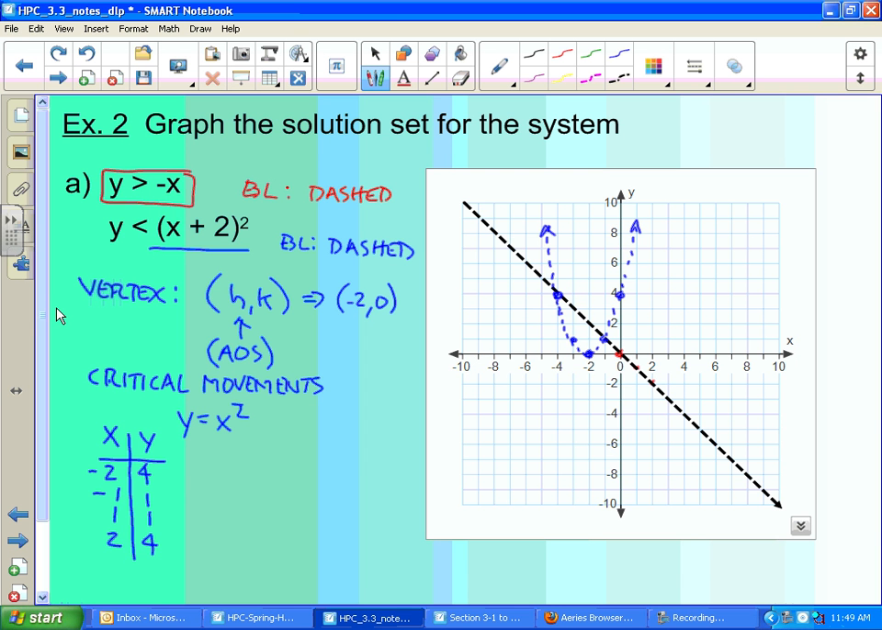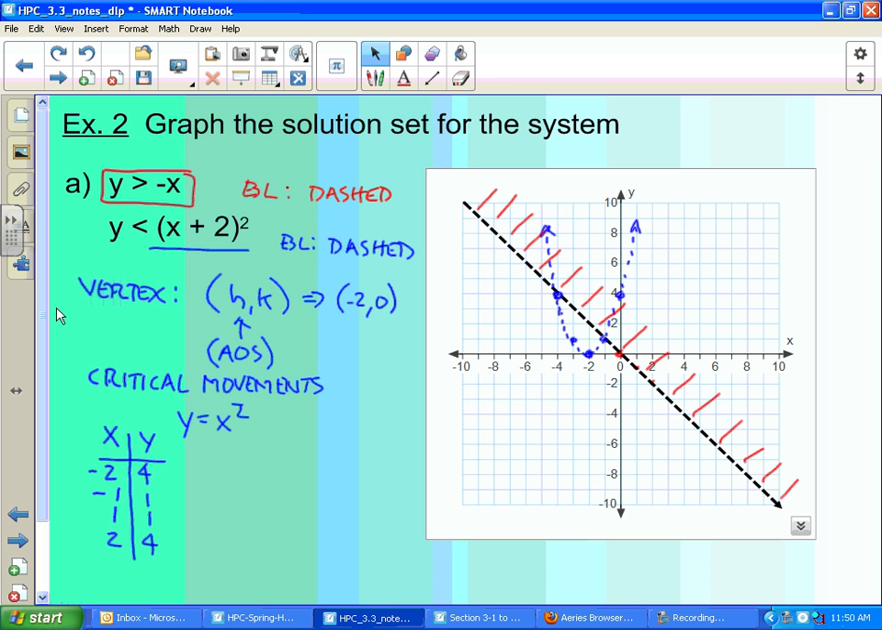The other thing I could do is test a point not on my boundary line, like say 2, 2. Put a 2 in for y and a 2 in for x, and I would get a situation that's true. So in terms of the shading for the dashed linear part, I have this, above the boundary line.